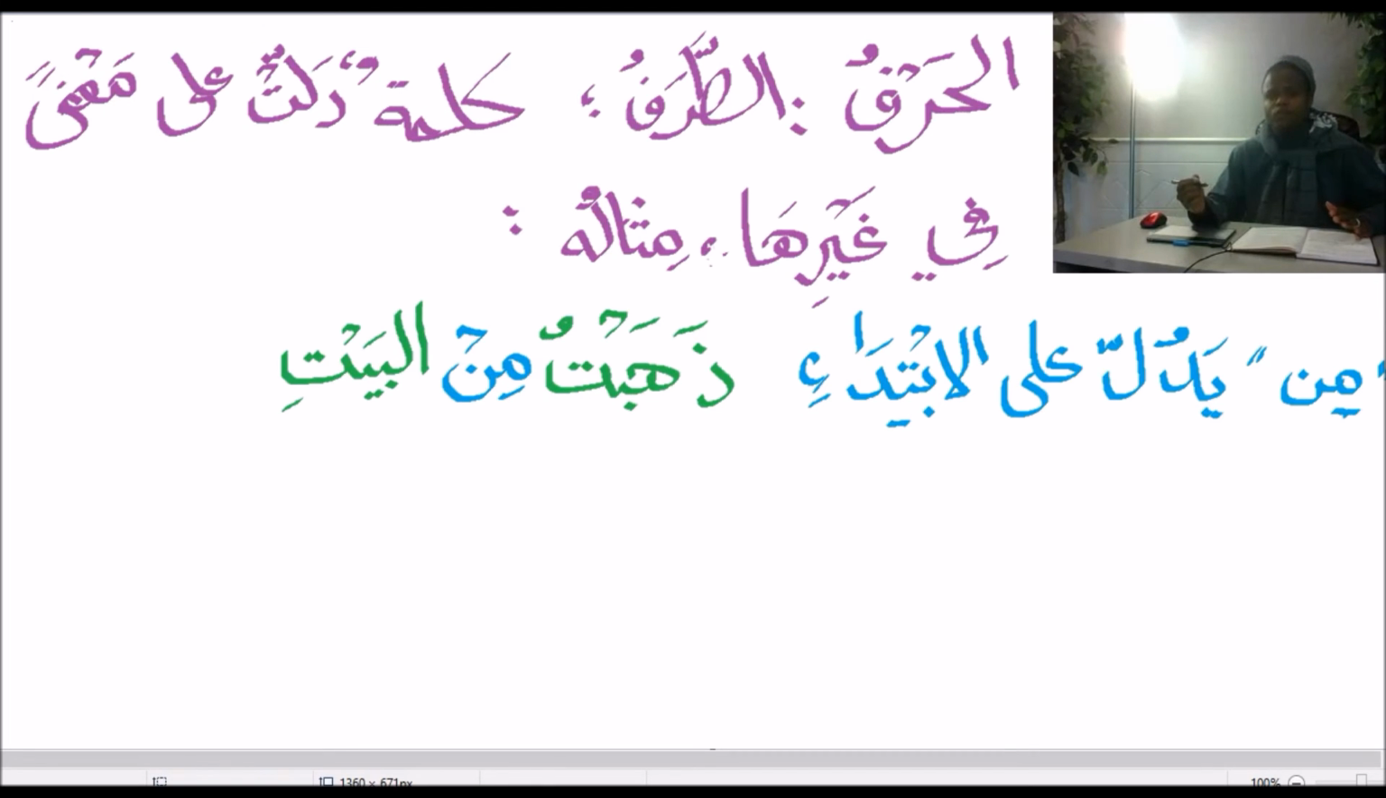From the people are those who worship Allah on the verge of not worshipping Him, on the edge of a cliff. فَإِنْ أَصَابَهُ خَيْرٌ اطْمَأَنَّ بِهِ. When he is blessed with some good, he is relaxed and pleased, serene with that good.